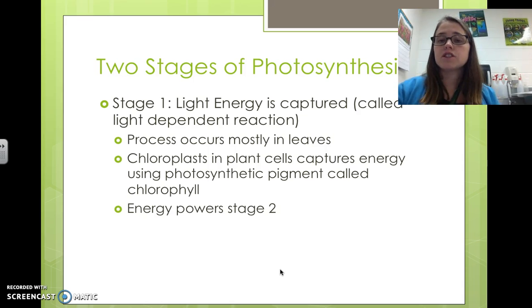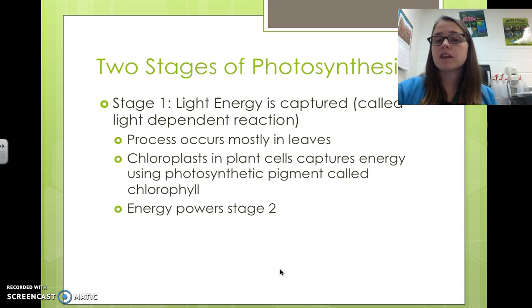All right, there are two stages of photosynthesis. Stage one is where light energy is actually captured. This first stage is also called the light-dependent reactions because the reaction depends on whether there's light or not. So this doesn't happen in the dark.